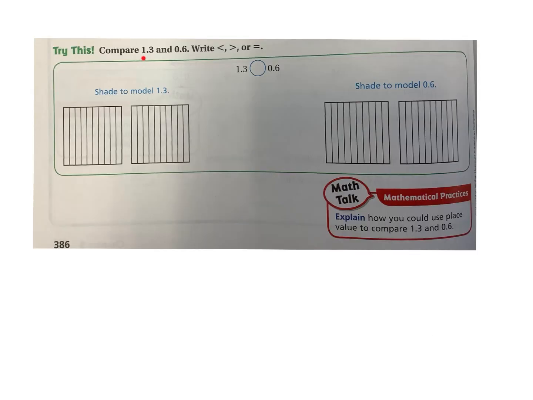Let's have a look at this comparison. We're doing 1 3/10 to 0 6/10. Which one's greater or less, or are they equal? Well, let's start with the modeling method. Then we'll talk about it in terms of place values, and then we'll talk about it in terms of money as well. Let's shade in one whole. Okay, so we have one whole shaded in. And then 3 out of 10. So this is broken into 10 equal pieces, and we're going to shade in 3 out of the 10. There we go.